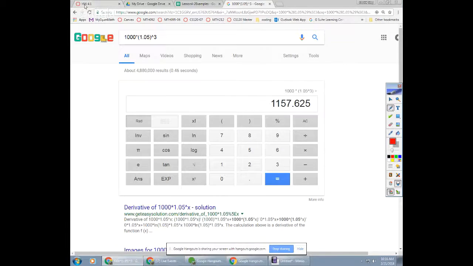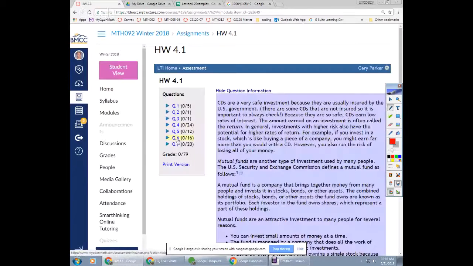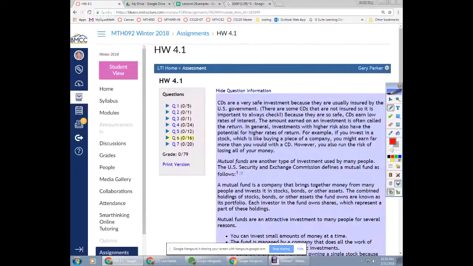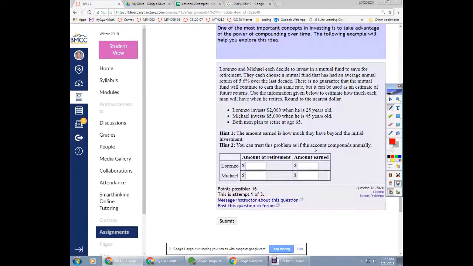All right, let's see. Number 5, 6. All right. So this is the same information right here that was in the beginning of your worksheet 1 about what is a certificate of deposit. So if you didn't read that in the worksheet, you get a second chance to read it.